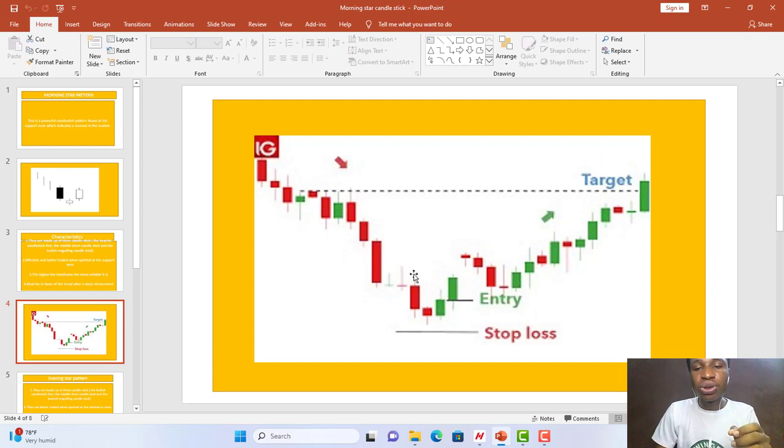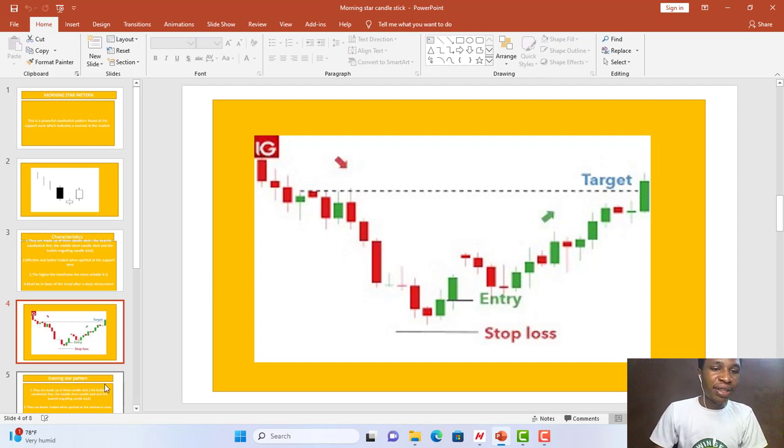After the three candlesticks of the morning star at the support zone, the first bearish candlestick, the middle candlestick, and the engulfing candlestick, the third candlestick, take your entry. Set your stop loss below the nearest support zone. That is your entry. Then your take profit, your target, is before the nearest and obvious zone. Done. This is a very wonderful strategy.